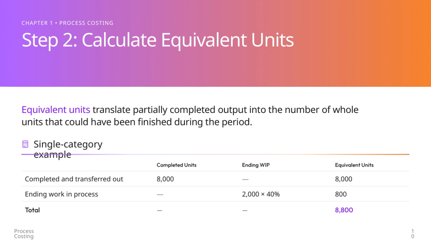that are 40% complete. To calculate equivalent units, we count the 8,000 completed units as full units. For the ending work in process, we multiply 2,000 units by 40%, which gives us 800 equivalent units. Adding these together, the total equivalent units amount to 8,800. This calculation allows us to accurately assign costs to completed and partially completed units, ensuring proper costing in the process.